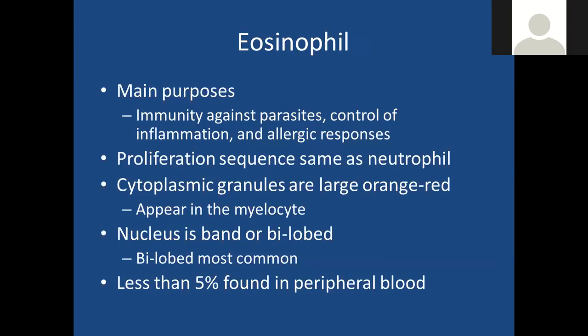All right, so the eosinophil, the main purpose evolved in immunity and fighting parasitic infections. It will respond to inflammation and fight allergies. Again, that proliferation is the same as our neutrophil. It's going to start out as the myeloblast, the promyelocyte, the myelocyte. At the myelocyte phase is where those eosinophilic granules, the specific granules, will start to appear.